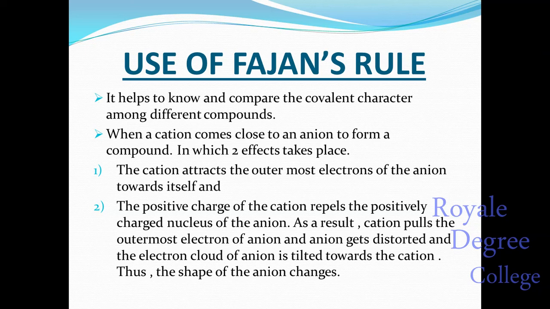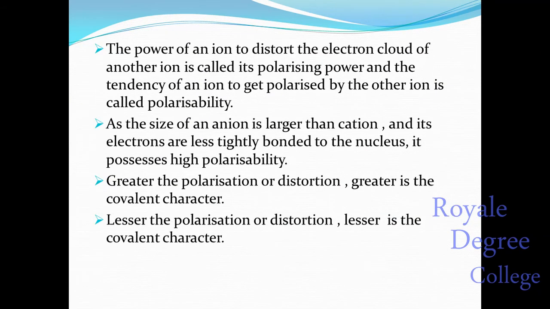As a result, the cation pulls the outermost electron of the anion and the anion gets distorted, and the electron cloud of the anion is tilted towards the cation. Thus, the shape of the anion changes. The power of an ion to distort the electron cloud of another ion is called its polarizing power. And the tendency of an ion to get polarized by the other ion is called polarizability.